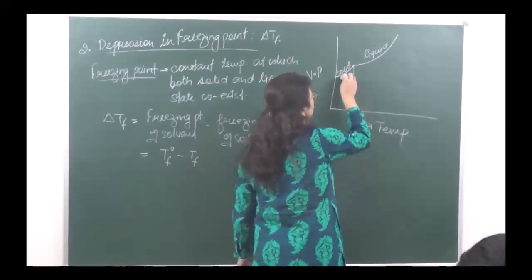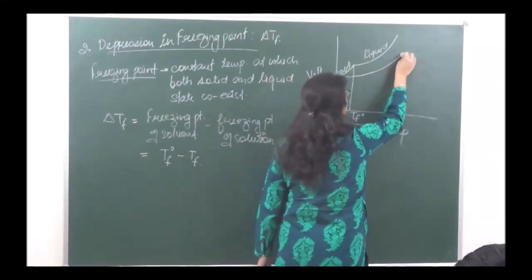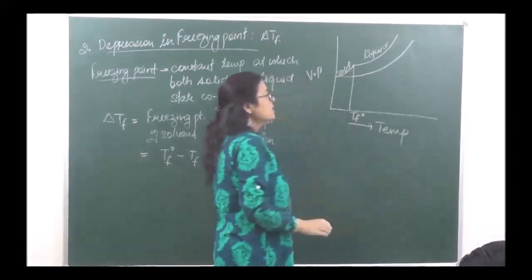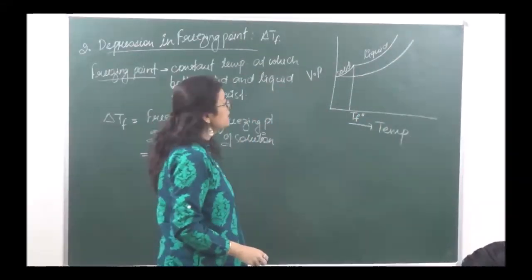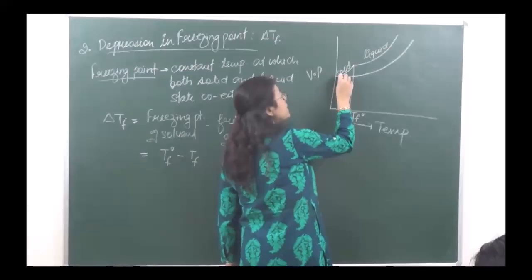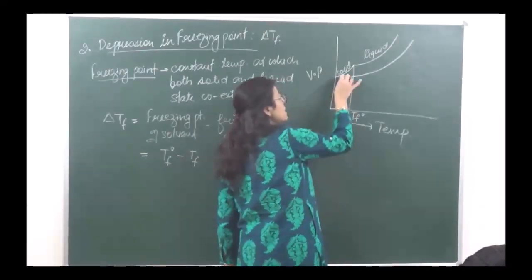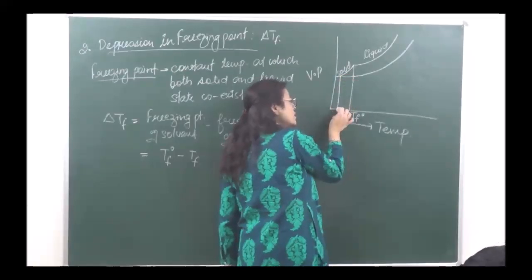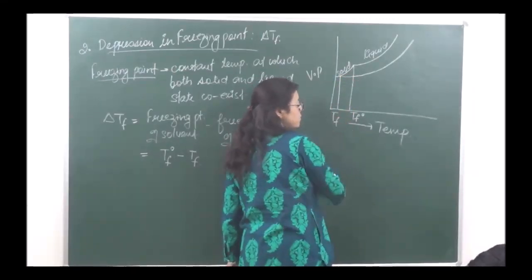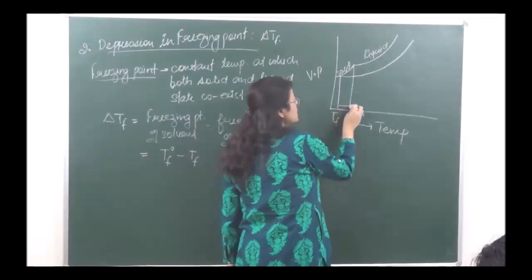If we put a non-volatile solute, we see that the graph comes like this, right? Now this is where both are joining, both are coexisting. So this is going to be what? This is going to be Tf, right? So this is delta Tf.